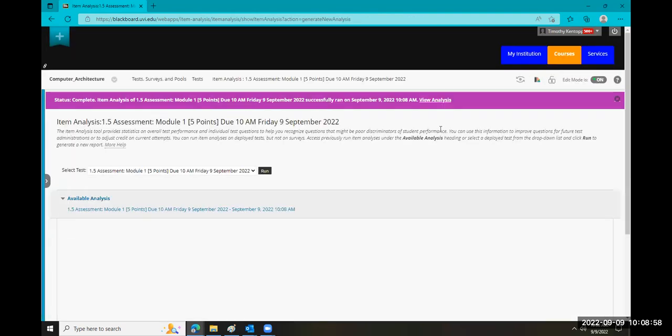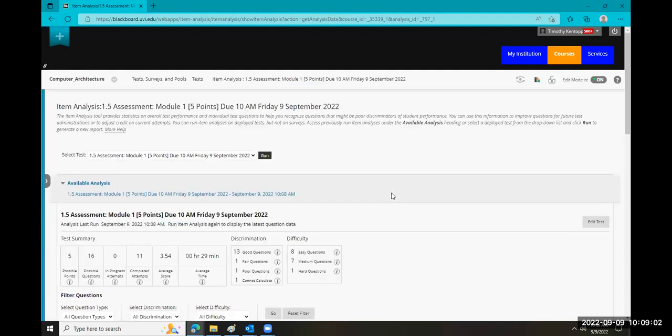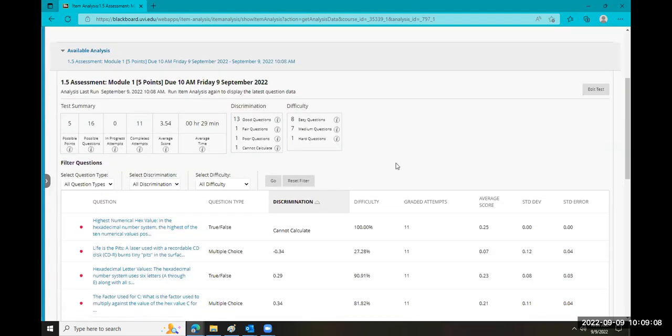Now, one of the things that the item analysis does not take into account is this idea of mastery learning, which means that as we progress and you retake the assessment, you're going to see that some items are listed as poor items on the assessment. And I'll explain what that means. It's a misinterpretation of what's going on.